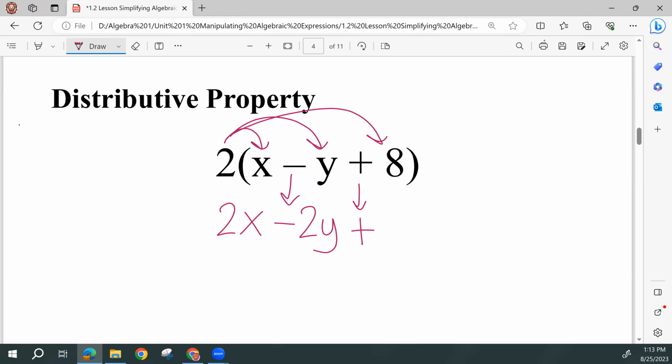And I'm going to do 2 times 8. And you can do that right now in this step. 2 times 8 is 16. I can't combine any of these terms. And so I am done.